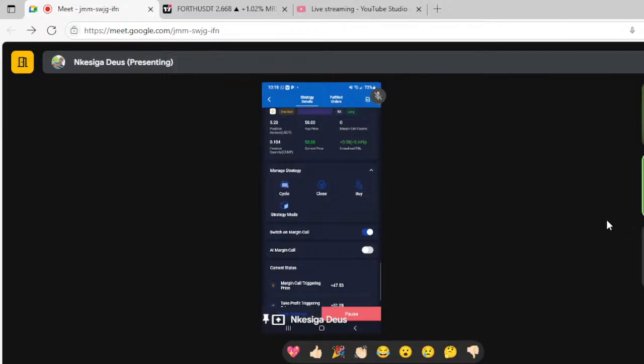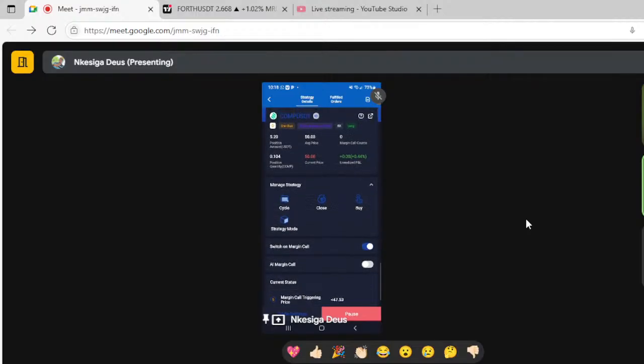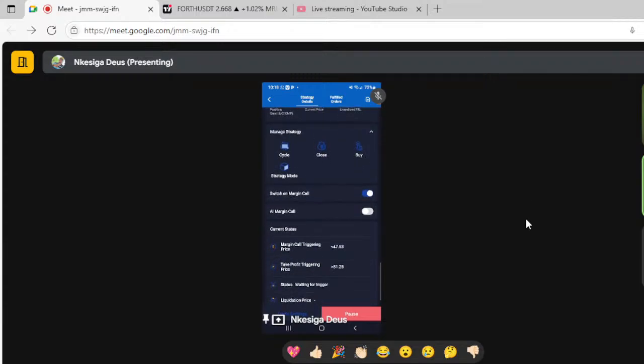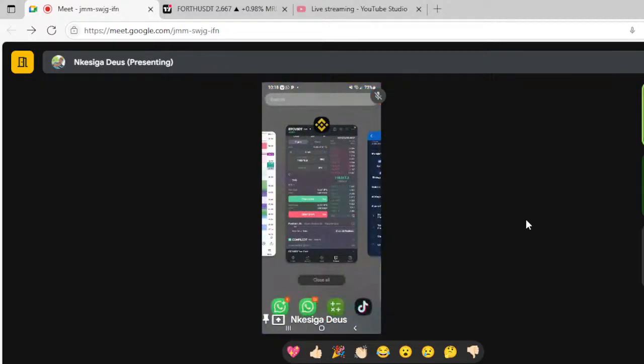Like you see for spot, when the market drops, you buy more and hold more. But futures, because we assume in spot that when the market has dropped, it has helped you to buy more. But in futures, it means the market has gone against you.